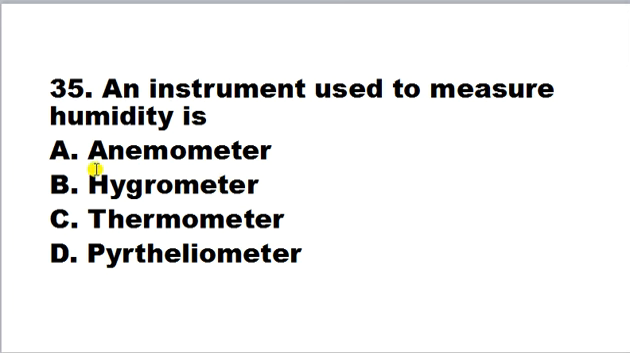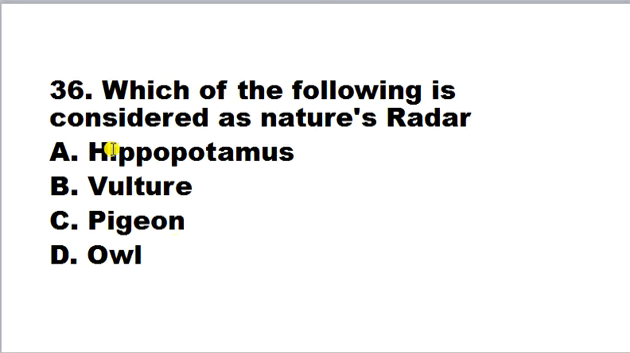An instrument used to measure humidity is anemometer, hygrometer, thermometer, pyrheliometer. So humidity is the measure of amount of moisture in the air. So this humidity can be measured by hygrometer. Which of the following is considered as nature's radar? Hippopotamus, vulture, pigeon, owl. So pigeon is the correct answer. Which of the following is considered as a nature's radar? Pigeon. Pigeon is a nature's radar.